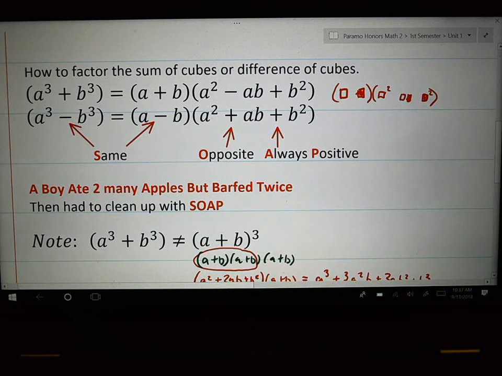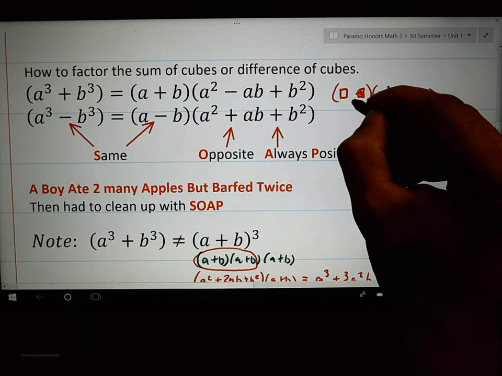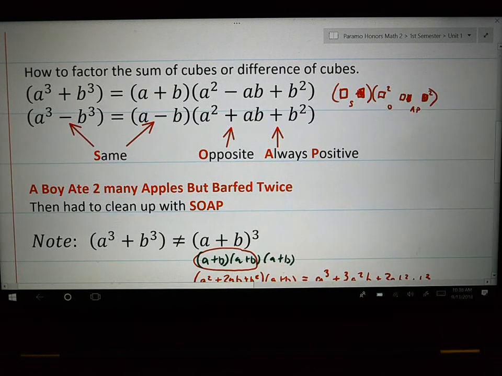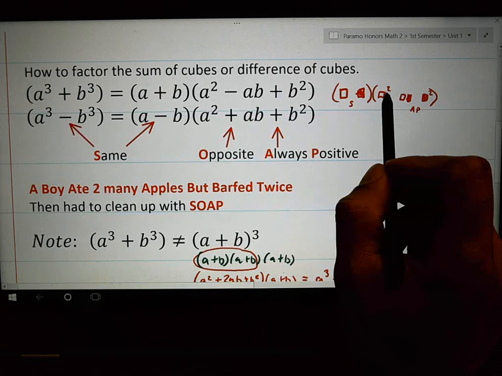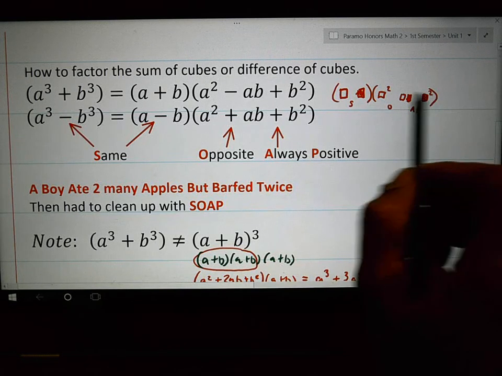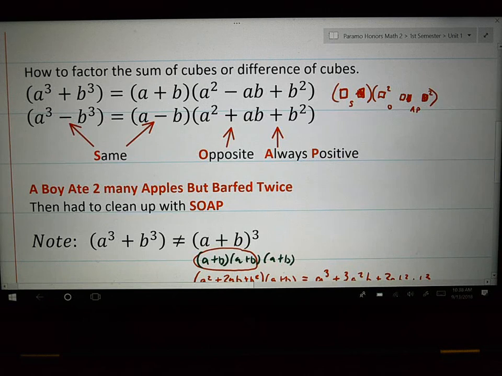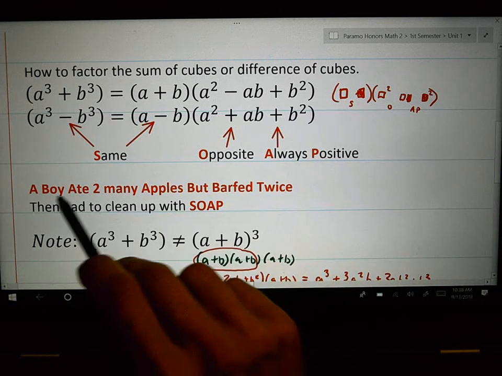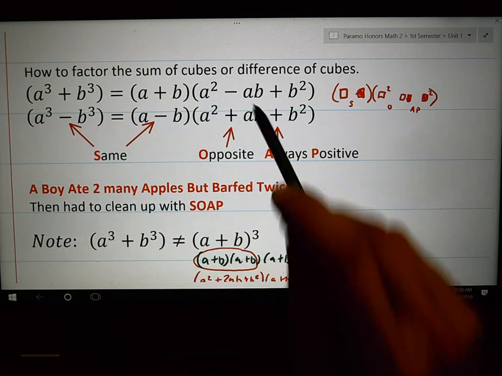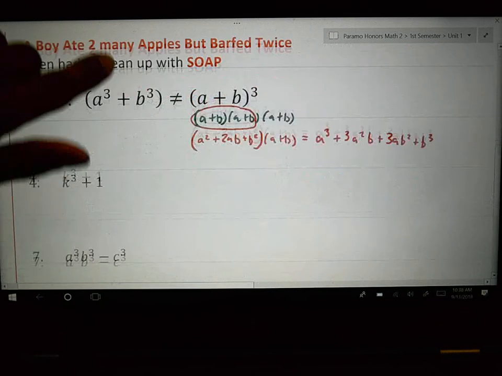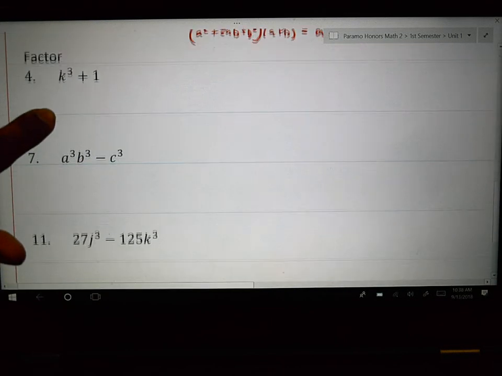Now if I remember that, and same, opposite, always positive, that's exactly how I remember the pattern. I think of a box, I think of squaring the box for the first part, think of squaring that box for the second part, and I think of these two things multiplying to be the third. If that doesn't work for you, then maybe you want to use this, or maybe you just want to memorize the formula. It's up to you. You get to decide what you want to do. Let's get to some examples.